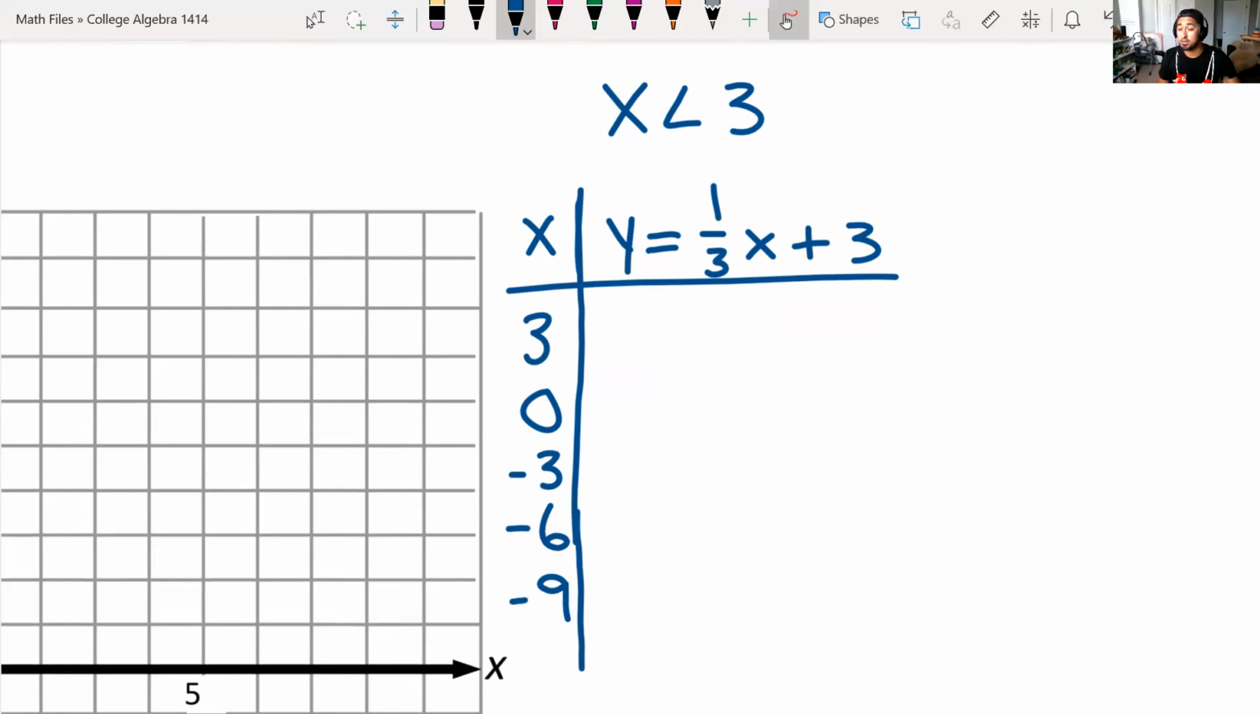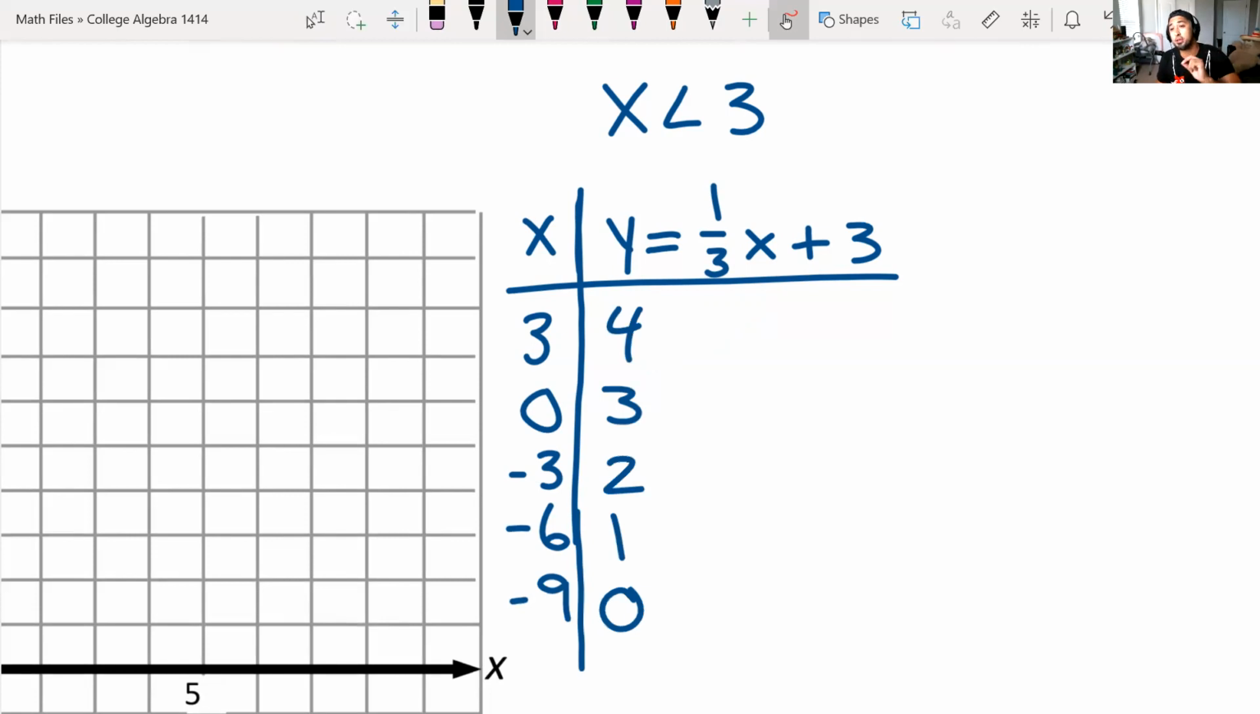All right, now take these numbers and plug them in to this function for x. If I plug in 3, I'll get 1 plus 3, so I'll get 4. If I plug in 0, I'll just get 3. If I plug in -3, I'll get -1 plus 3, so I'll get 2. And you see the pattern on the right side, 4, 3, 2, 1, and 0. All right.